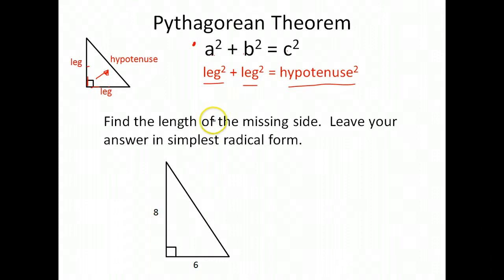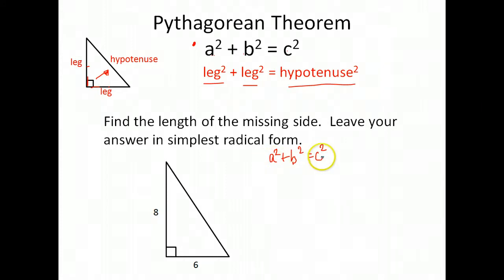So here's a simple example. It wants us to find the length of the missing side. Leave your answer in simplest radical form. We have a right triangle here. We have two of the three sides, and anytime you have two of the three sides of a right triangle, you can use the Pythagorean theorem to find that missing side.